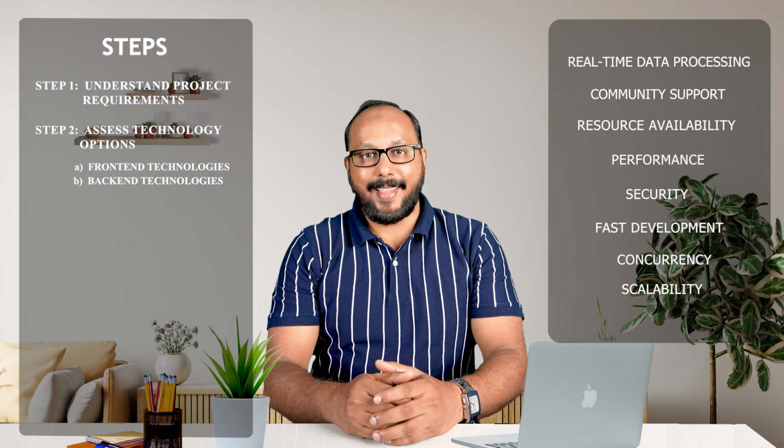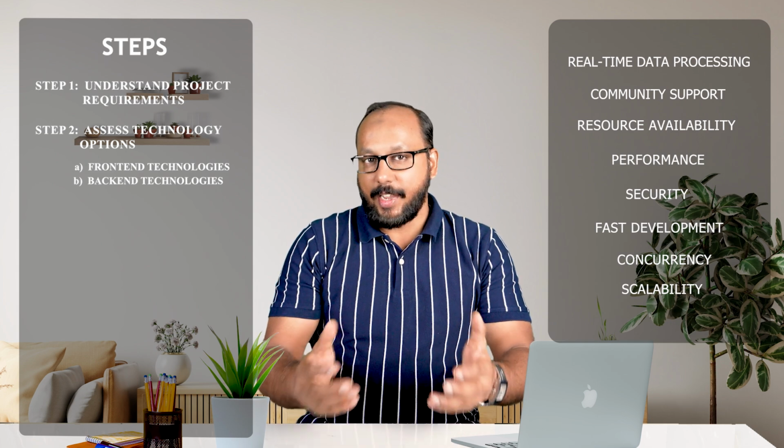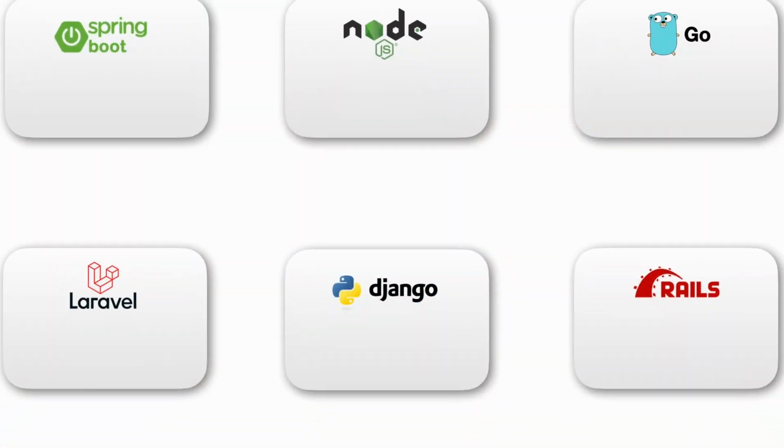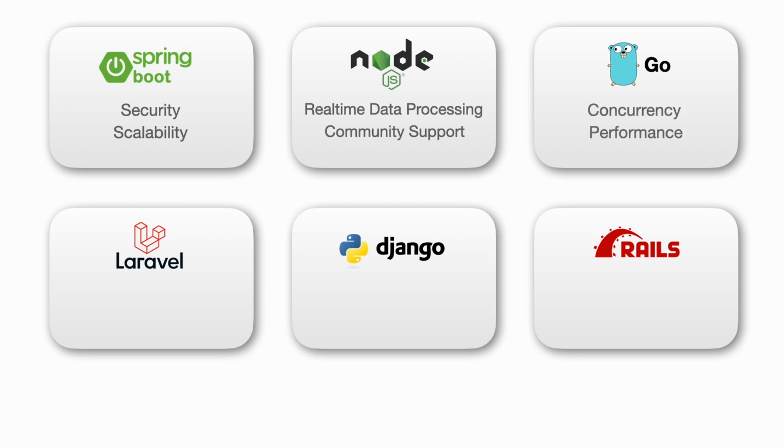Now let's move on to the backend technologies. While choosing the backend, some of the key points you need to consider are real-time data processing, community support, resource availability, performance, security, fast development, concurrency, and scalability. If security and scalability are your major priorities, then Java Spring Boot is a good option. Node.js is a good choice if real-time data processing is a major consideration for you. If concurrency and performance matter the most, then Golang is a clear choice.